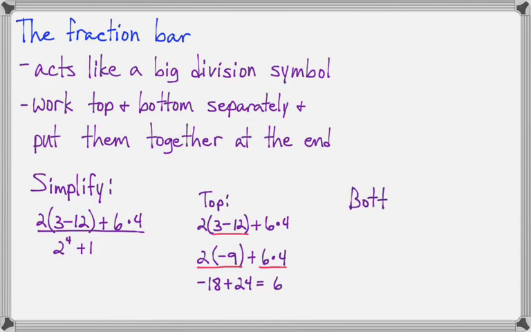And now we work on the bottom part. 2 to the 4th plus 1. Well, 2 to the 4th would be 2 times 2 times 2 times 2. So 2 times 2 is 4, 4 times 2 is 8, 8 times 2 is 16. So I have 4 2's multiplied in there. That's going to make 16 plus 1, which is 17. So the top of my answer is 6 and the bottom of my answer is 17. 6/17. And if this could be reduced, we would do that, but it cannot, so this one's finished.